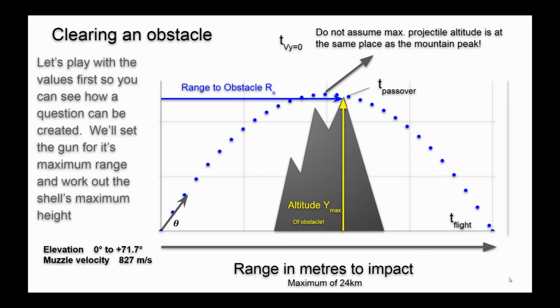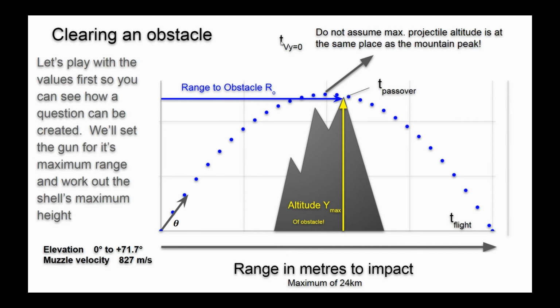We're going to take the M777 howitzer and play with its actual numbers about clearing an obstacle. So let's see the kind of things we would need to write down to range this all out. So the time of Passover is not the holiday. It's the best I could come up with. The time it crosses over the obstacle.